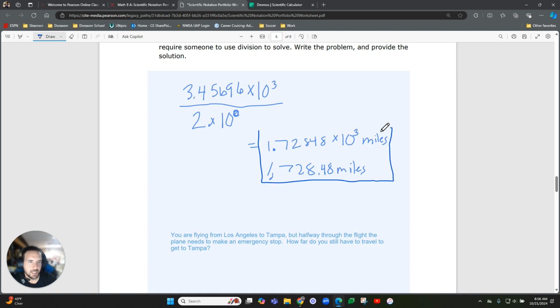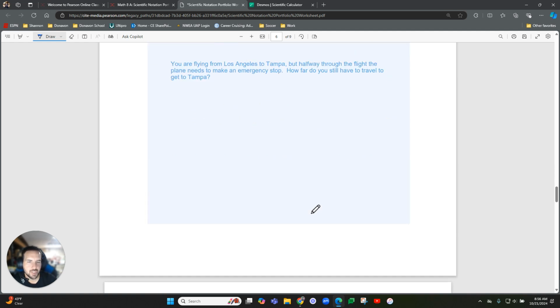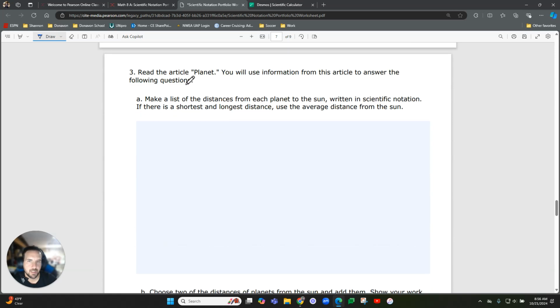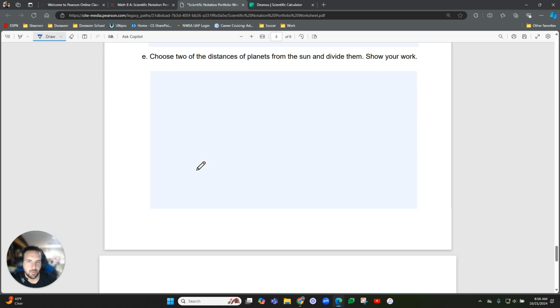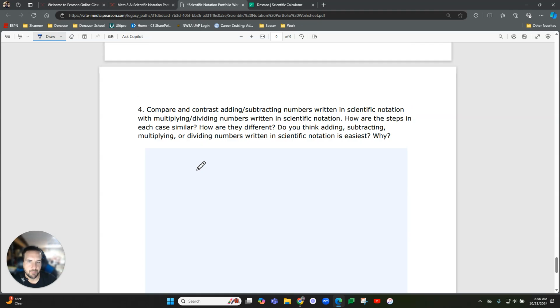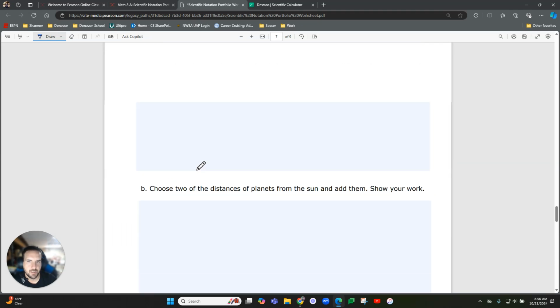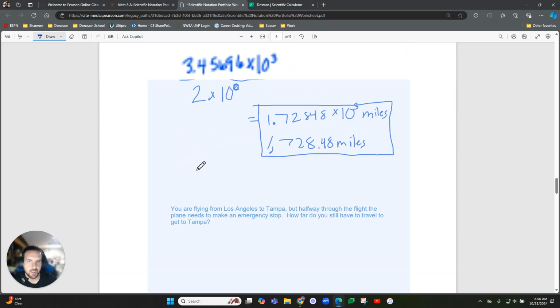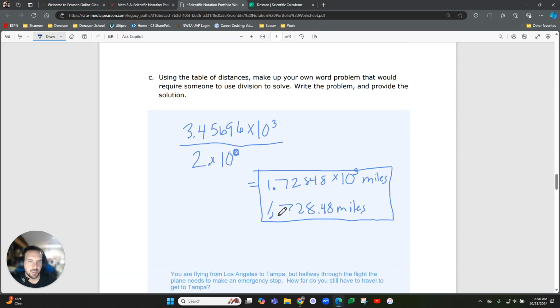All right, guys, that is it for the portfolio. As I mentioned, we are not doing number 3 or 4. So we are done when you finish up with this last part, letter C, for question number 2. If you guys have any questions, feel free to reach out. Otherwise, have a fantastic rest of your day.